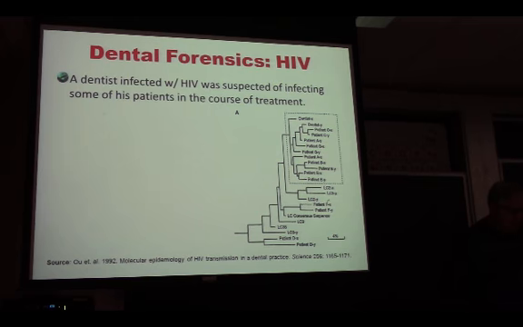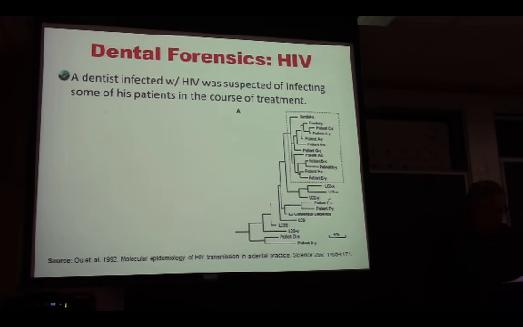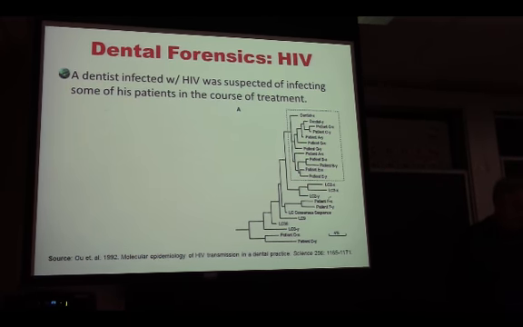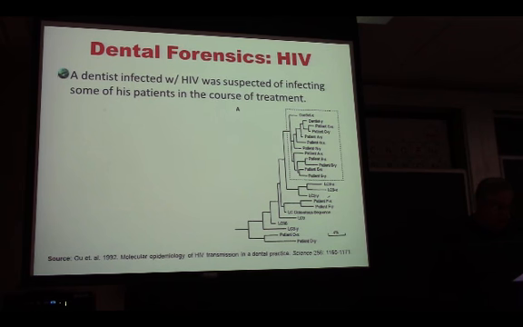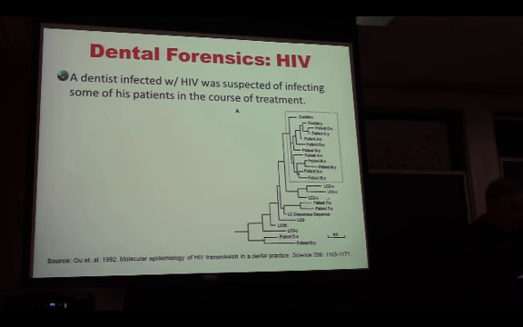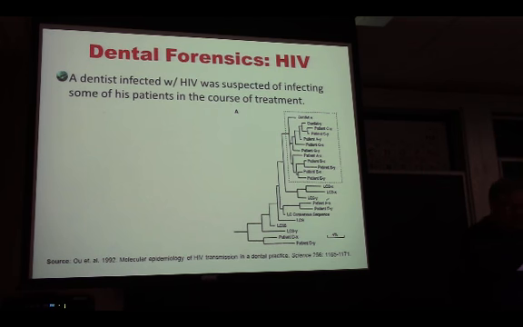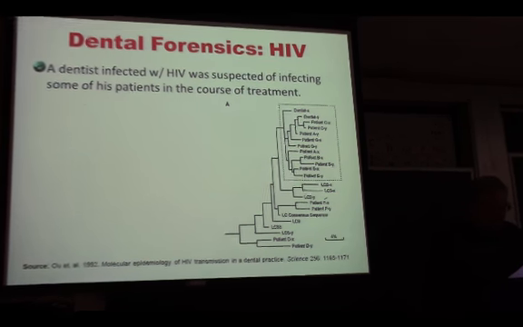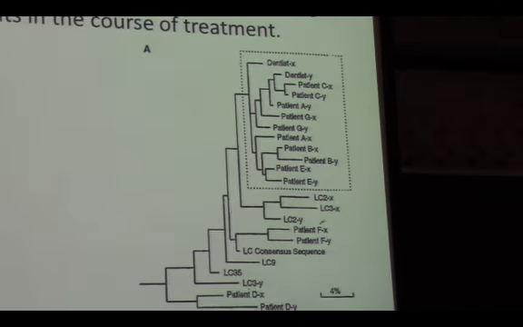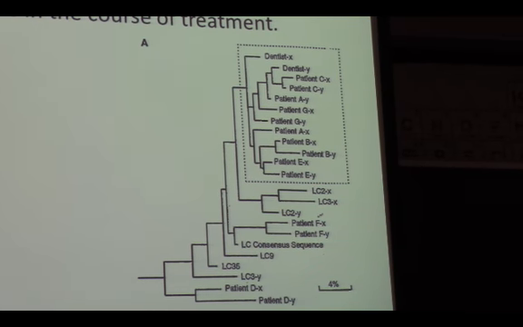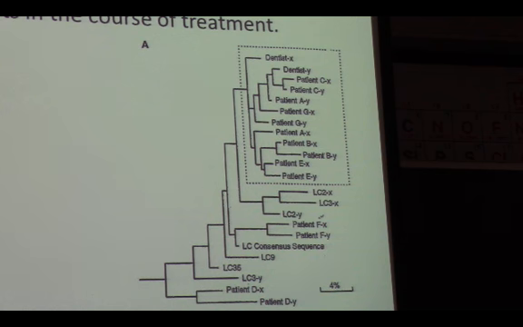Another application of tree thinking was a forensic investigation in Florida involving a dentist infected with HIV who was suspected of infecting some of his patients while they were undergoing treatment. Epidemiology and molecular studies were performed on the dentist with HIV, the virus that causes AIDS, several of his patients, and 35 HIV-infected persons from the local area.